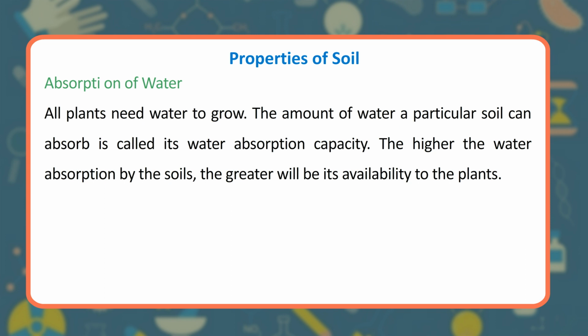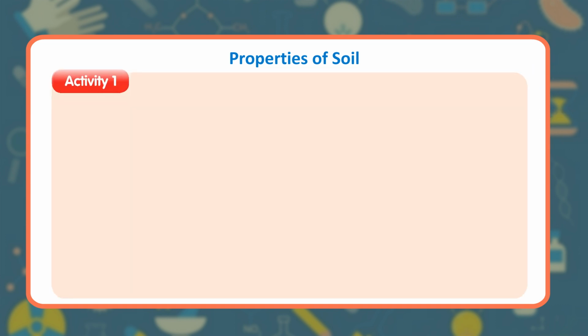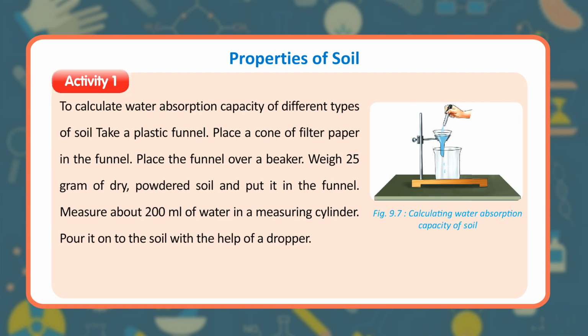Absorption of water. All plants need water to grow. The amount of water a particular soil can absorb is called its water absorption capacity. The higher the water absorption by the soils, the greater will be its availability to the plants. Activity. To calculate water absorption capacity of different types of soil, take a plastic funnel.